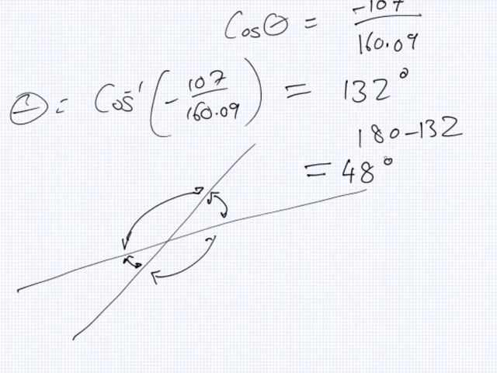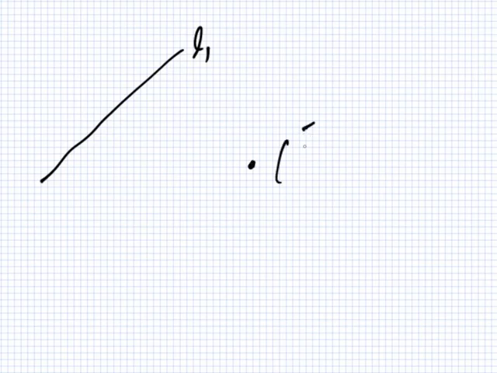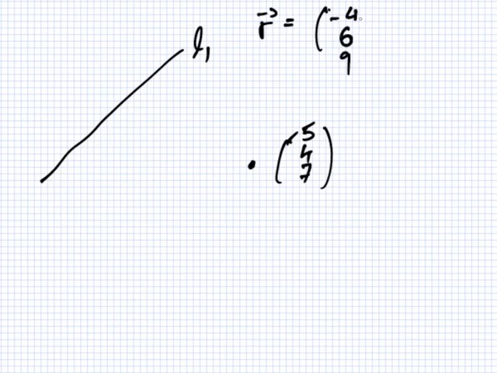The last type is when you have a line, L1, and a point that's not on the line. For example, the point can be 5, 4, 7. And this line here can be the line minus 4, 6, 9 plus t times minus 1, minus 1, minus 17.